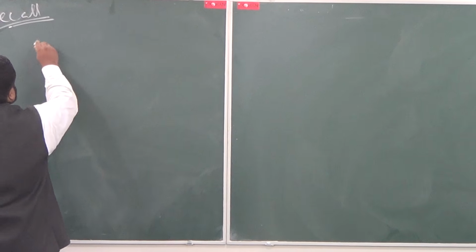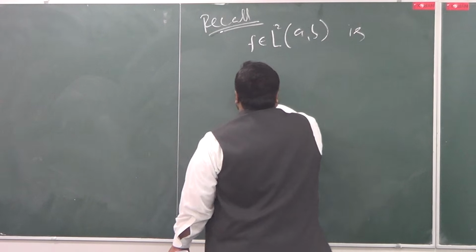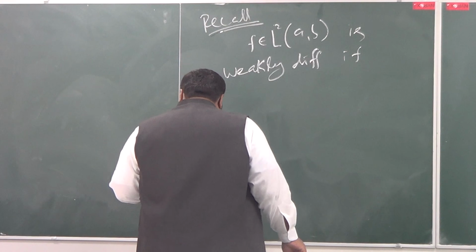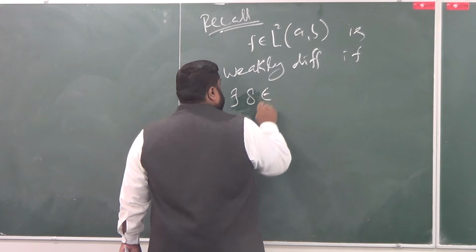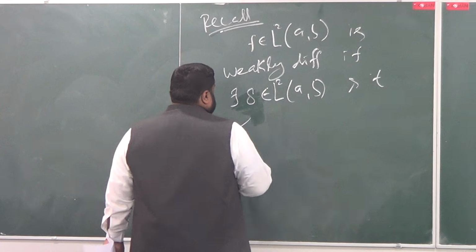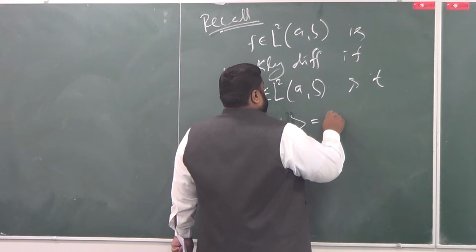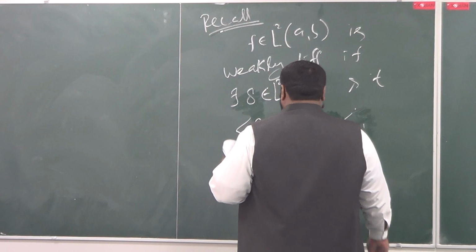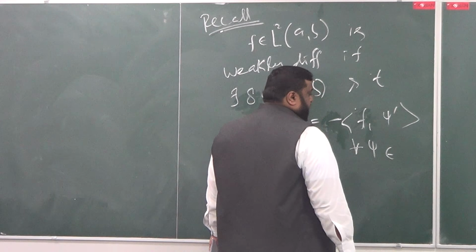Did yesterday. So we said that an f in L2(a,b) is weakly differentiable if there exists a g in L2(a,b) such that the inner product of g and psi in L2 is equal to minus the inner product of f and psi prime, and this must be true for all psi in C_0^∞(a,b).